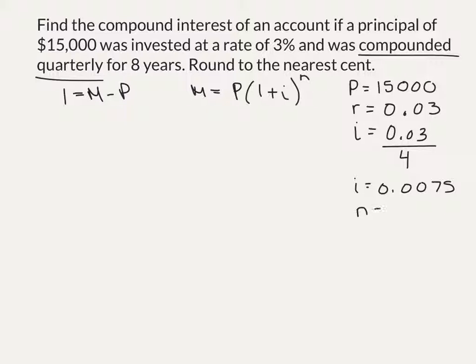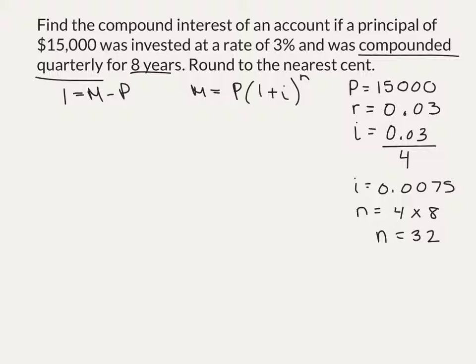Next, we'll find the value for N. N is the total number of compounding periods, and that's found by taking the number of compounding periods in a year and multiplying it by the number of years. So again, this is compounded quarterly, or 4 times a year, so we'll multiply 4 by the number of years, which is 8. 4 times 8 is 32, so N equals 32.